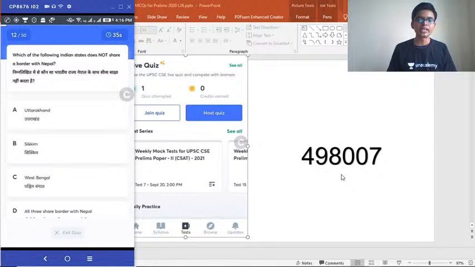Which of the following Indian states does not share a border with Nepal? Uttarakhand, Sikkim, West Bengal. All 3 share border with Nepal. Simple question regarding the boundary that India shares with Nepal.